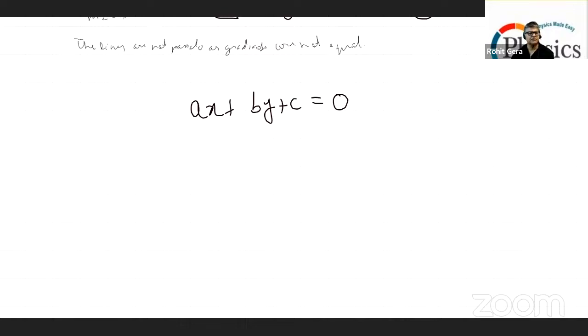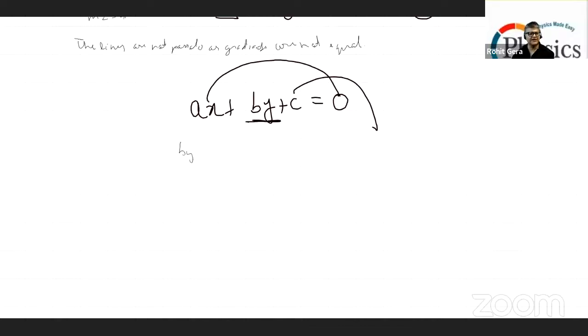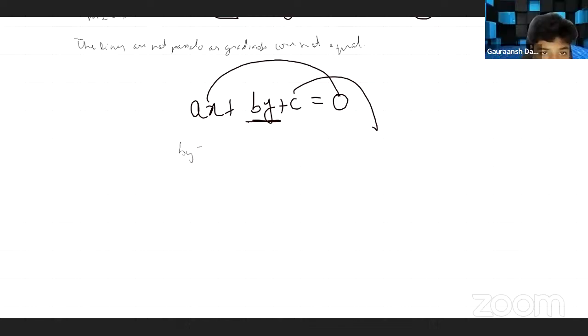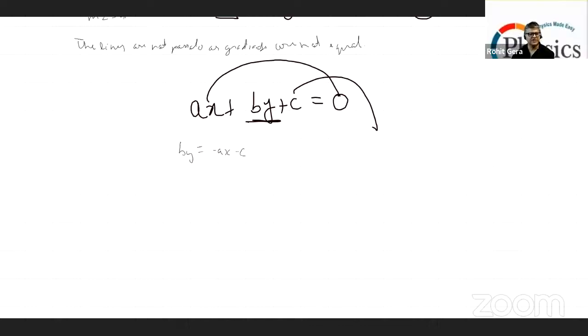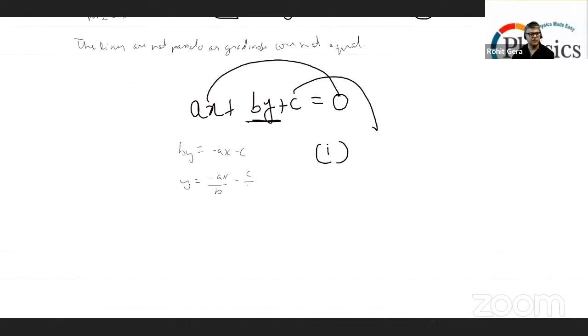So first, get all the things on the other side. You need y only on the left hand side, right? So the first step is to keep it here as is and take other stuff on the right hand side: minus ax minus c. First step: y is equal to minus ax by b minus c by b. And what is the slope now? Whatever is written with the x is called the coefficient of x.